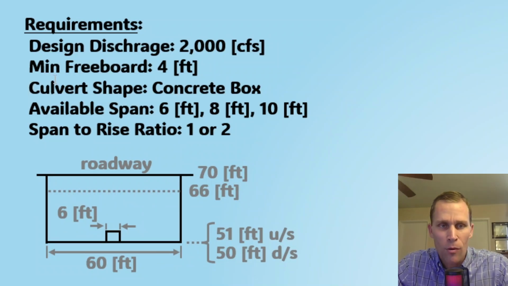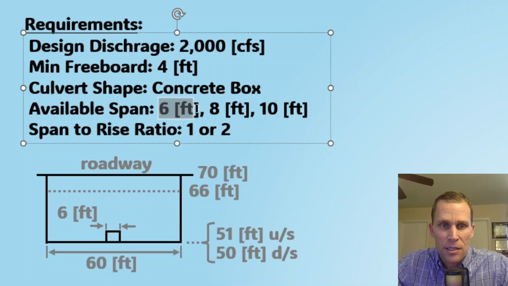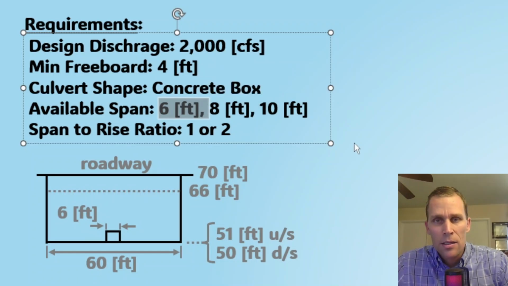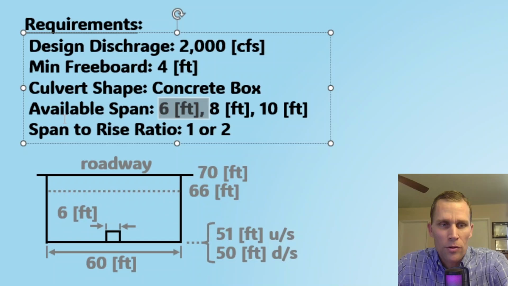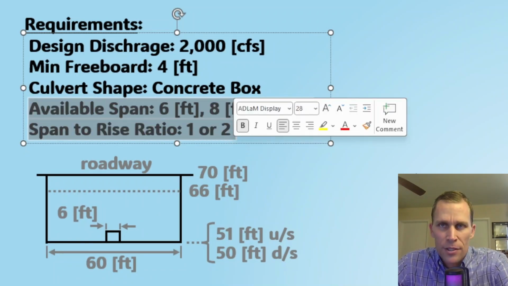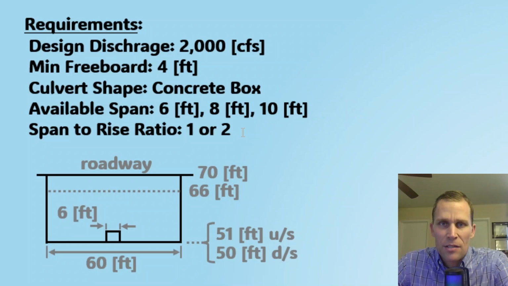After that, the allowable culvert shape has to be a concrete box, so the material is concrete. And then the available span for each of the culvert barrels is 6 feet, 8 feet, and 10 feet. And then the acceptable span to rise ratio is either 1 or 2. So what that means is if the span is 6 feet for a 1-to-1 ratio, then that means the rise is 6 feet. If the span to rise ratio is 2, then that means the 6 feet wide would be a 3-foot high rise for that particular culvert. So ultimately, these two lines here dictate the 6 different sizes, 3 times 2, 6 different sizes of concrete box culvert barrels for the design.